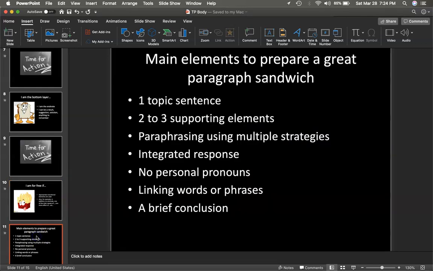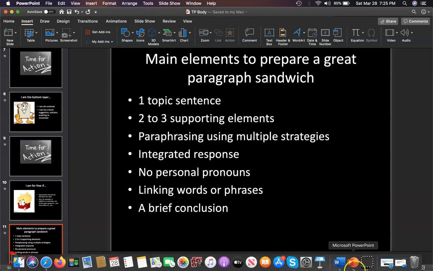Main elements now to prepare a great paragraph: 1 topic sentence, 2 to 3 supporting elements, paraphrasing using multiple strategies. So we're not talking about how to paraphrase here. Integrated response, no personal pronouns, no I, me, my, you, we, us. Linking words or paraphrases are used. A brief one sentence conclusion for the whole paragraph if you want. If you don't want, that's fine also. We're not going to penalize, but if you write it, your paragraph would be better.